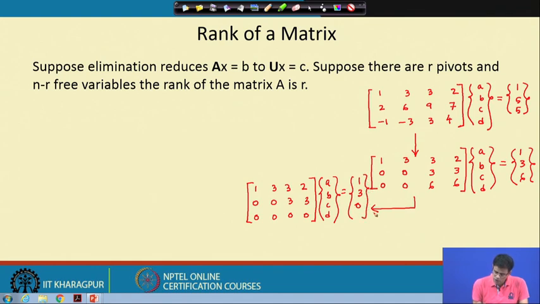Now you see carefully, one row of this matrix is essentially 0. If you look carefully, this row is automatically satisfied. This 0 row means 0 into a plus 0 into b plus 0 into c plus 0 into d will be 0.